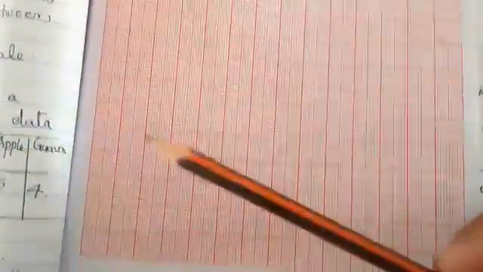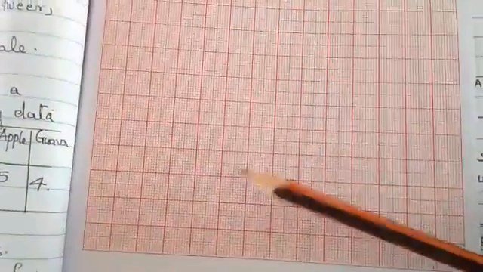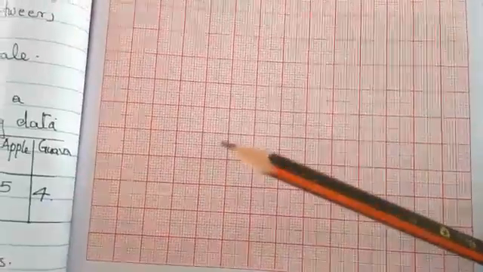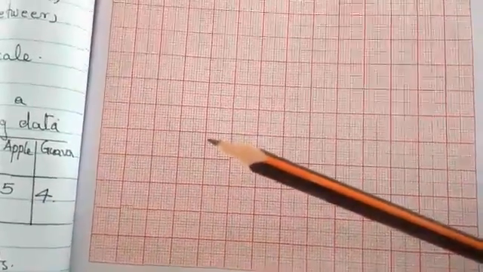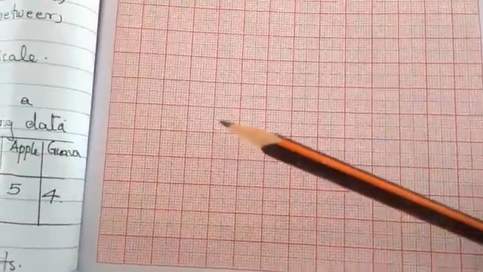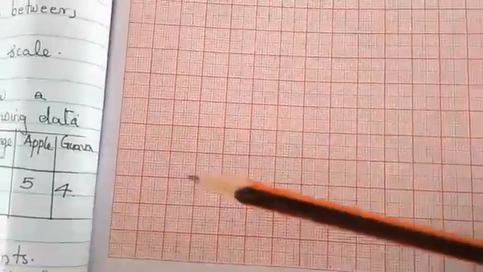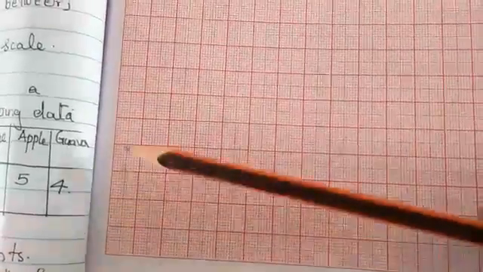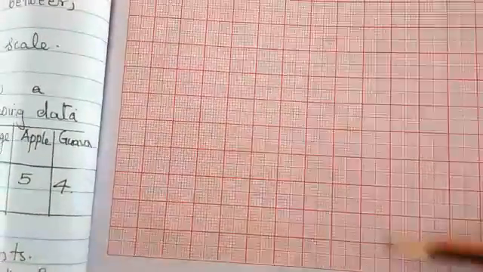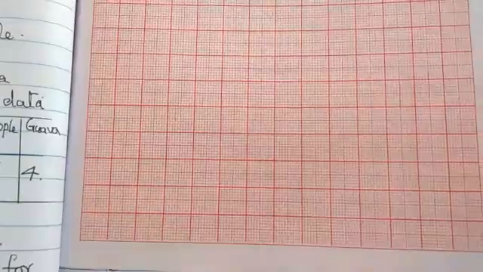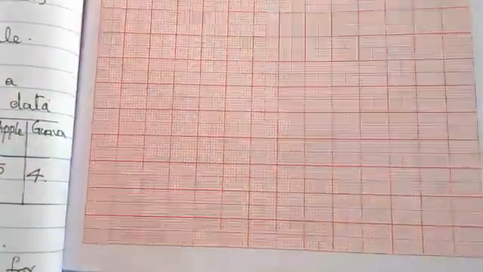Here I am going to use this graph sheet. Remember, while you use the graph sheet, use a pencil to mark the items. Don't use a pen in the graph sheet. Okay, first what is the step? First step, horizontal and vertical lines. We can draw the horizontal line and vertical lines.